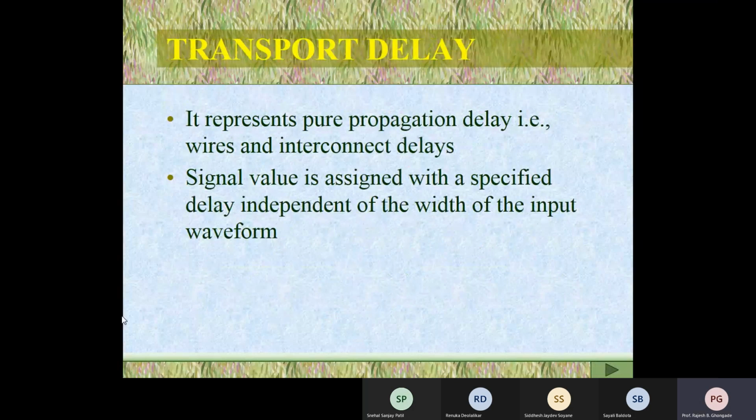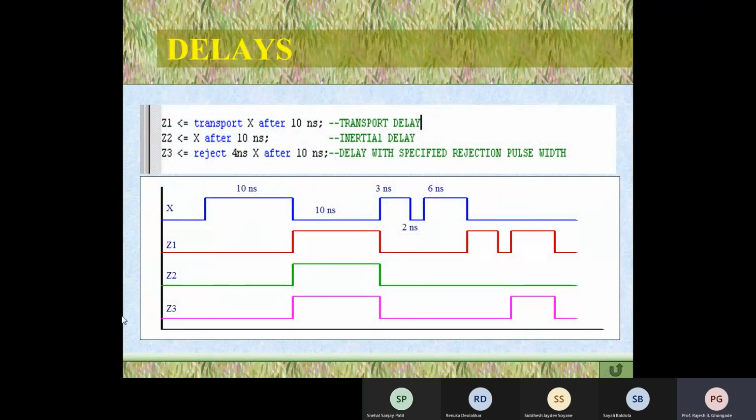What is the transport delay? It represents pure propagation delay, that is, the wires and the interconnect delays. The signal value is assigned with a specified delay independent of the width of the input waveform. This is how the simulation output will look. You see here, Z1 is a signal. It is assigned X after 10 nanoseconds, but there is a keyword called transport here, indicating that it is a transport delay. What does this mean?